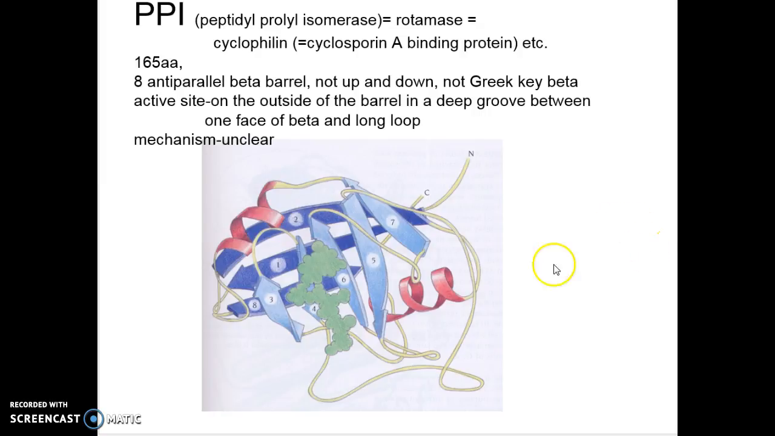You are looking at the structure of PPI. PPI has other multiple names, such as rotamase, cyclophilin, cyclosporin A binding protein, things like that. It has 8 antiparallel beta strands at the center, active sites with a green color with attached substrate positioned on one surface of the barrel.